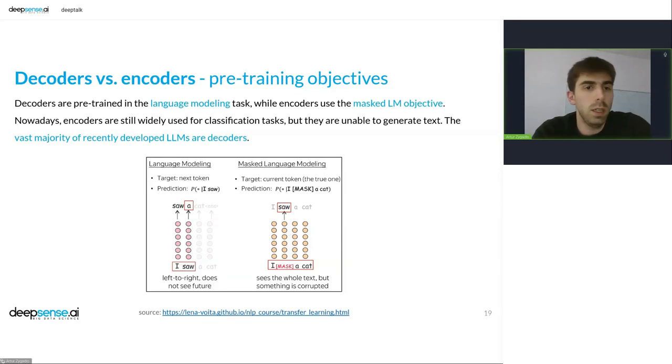Nowadays, encoders are still really widely used for classification tasks, but unfortunately, the way they are formulated makes them unable to generate text. So, as you can guess, the vast majority of recently developed LLMs are decoders because they generate text, as we know well.